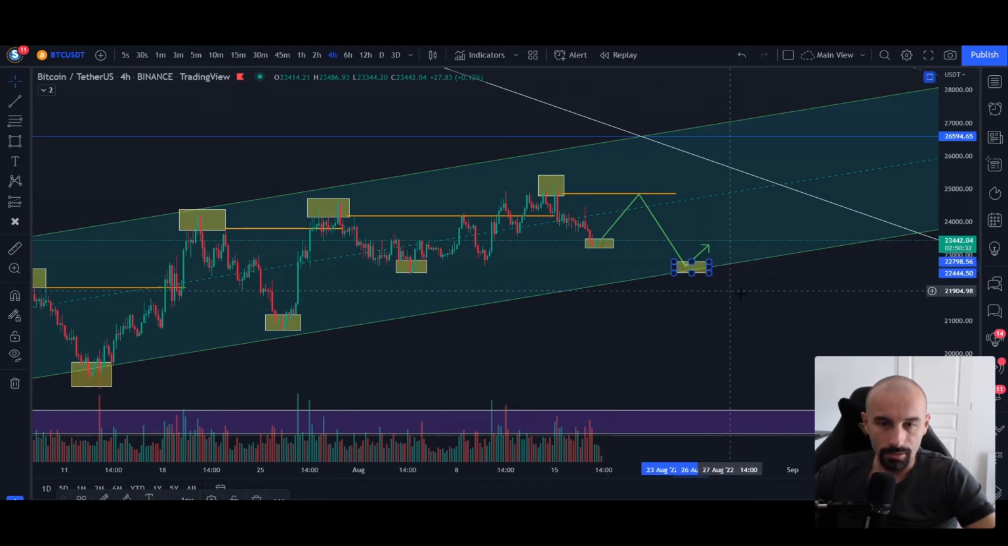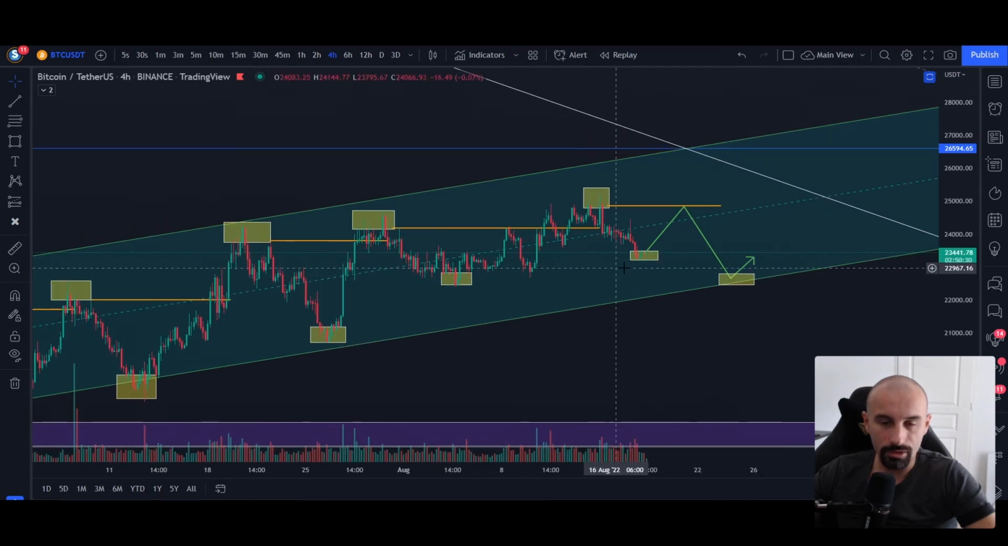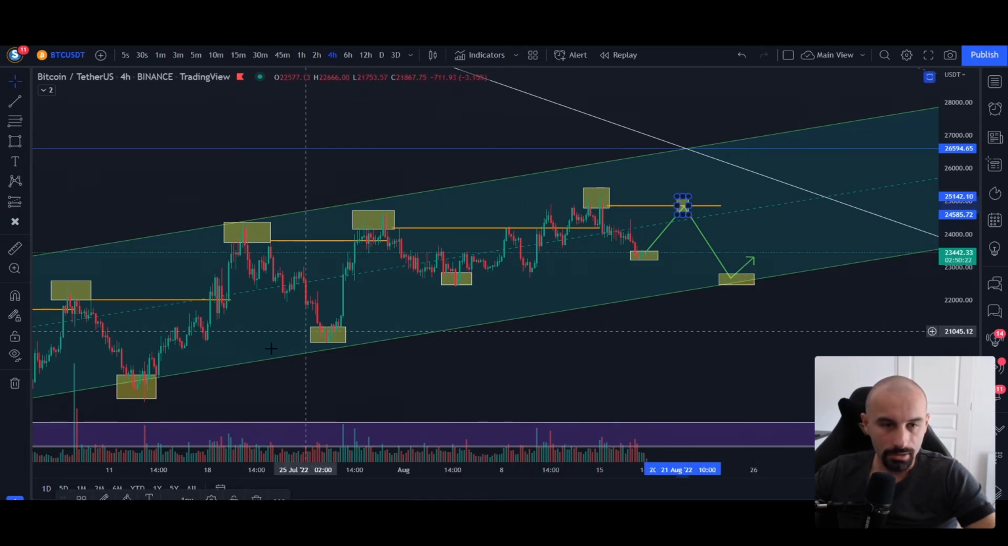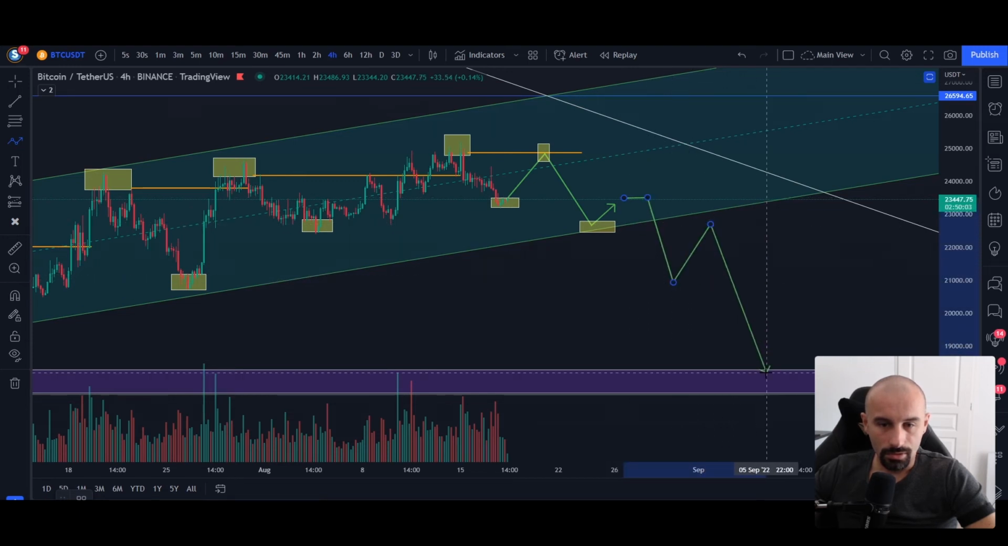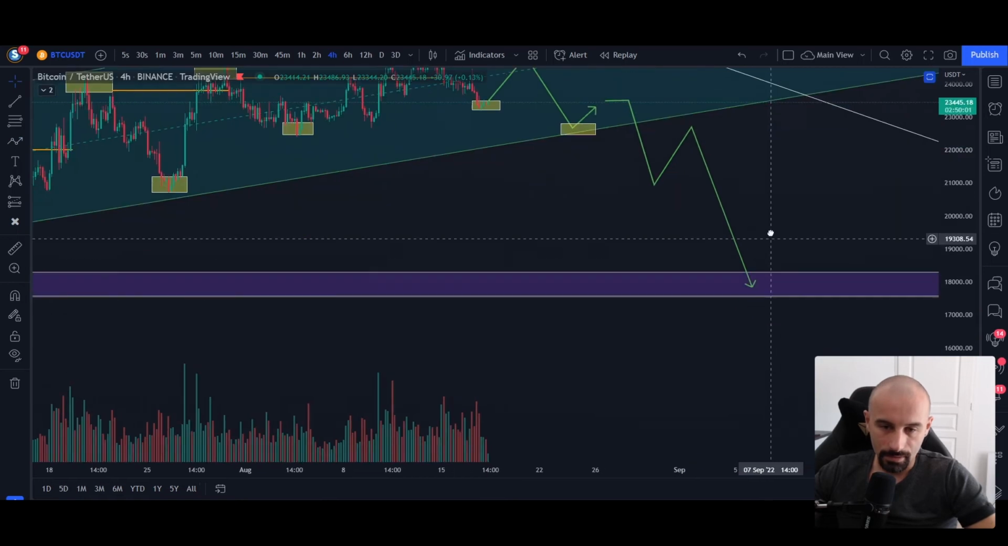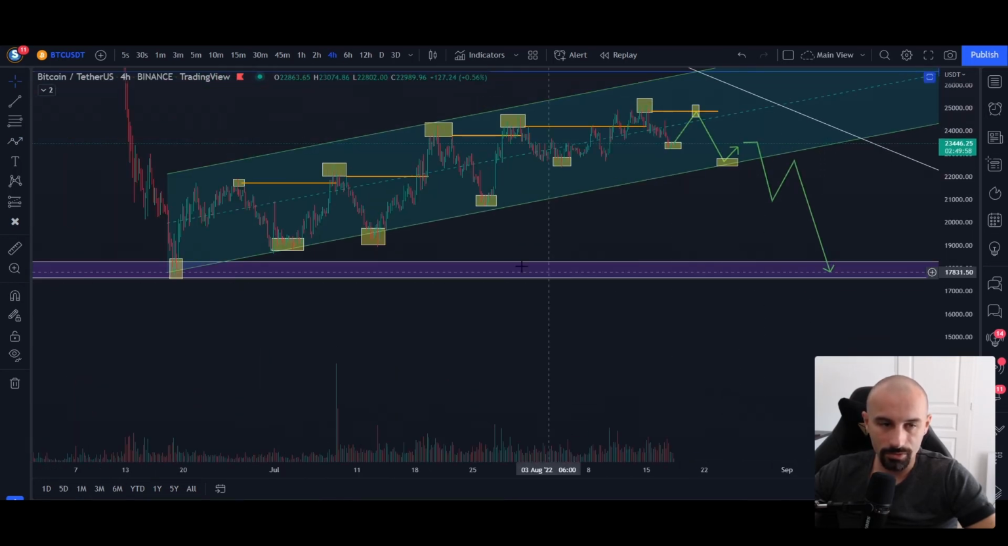However, we would also know that we have formed a lower low and a lower high, and this would mean that the pattern would change. So bullish, neutral area right here, the beginning of the bearish area. Beginning of the bearish area that can form higher lows, lower lows, lower highs, and zigzag all the way to this area right here. This area of support, extreme support.